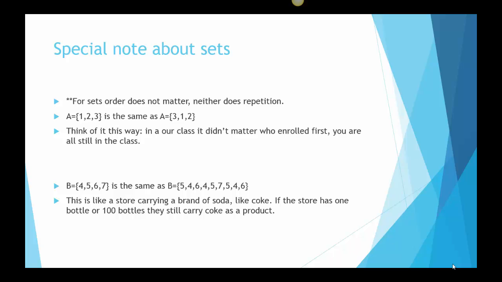Same thing with this set B, which is 4, 5, 6, 7. That's the same as 5, 4, 6, 7 and any other repeated arrangement. It's kind of like a store carrying a brand of soda like Coke. If the store has 1 bottle or 100 bottles, they still carry Coke as a product. So we don't care how many bottles they have, we just care if they sell it or not.